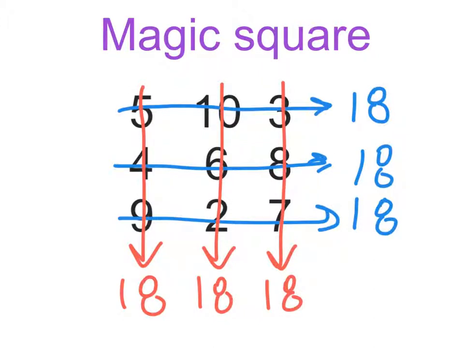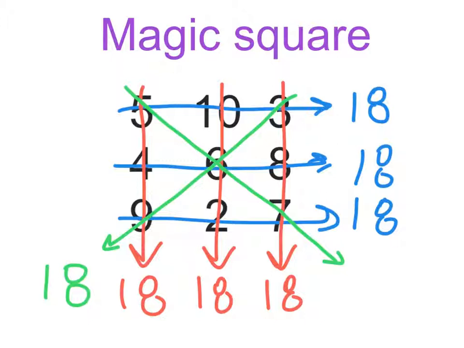And then lastly, not only are the rows and columns adding up to 18, but the two main diagonals are going to add up to 18. So here, 3 plus 6 plus 9 is 18, and the other diagonal, 5 plus 6 plus 7 is 18. So this is what is meant by a magic square. Every row, every column, and the two major diagonals sum to the same number. They add up to exactly the same number.